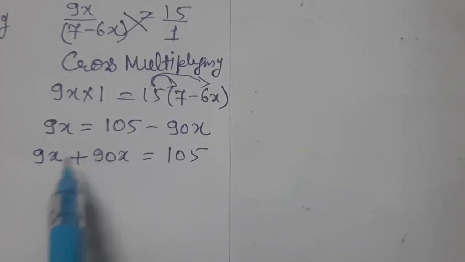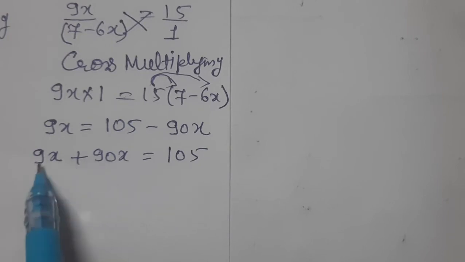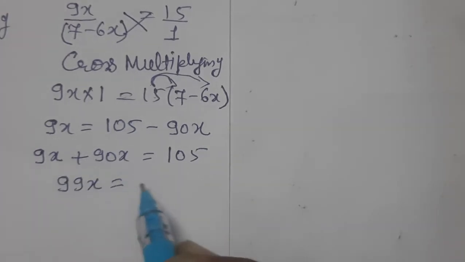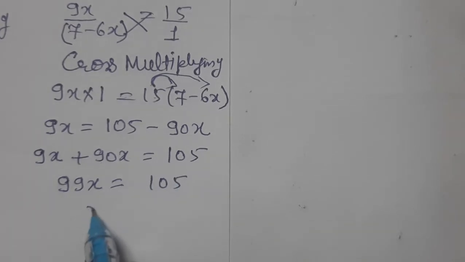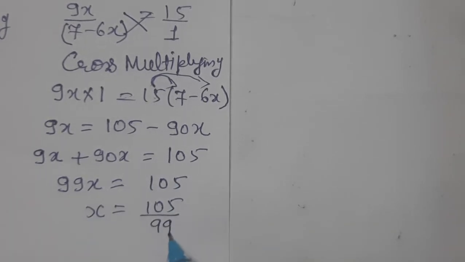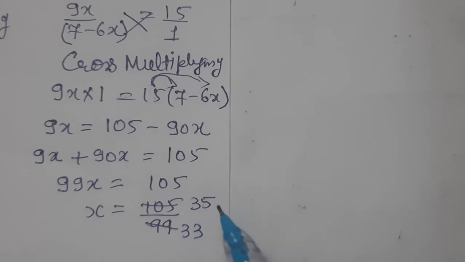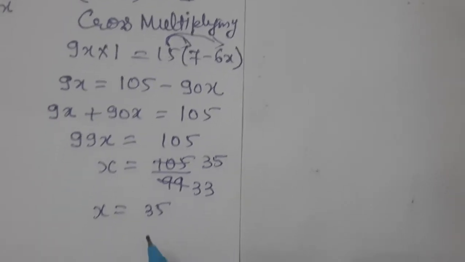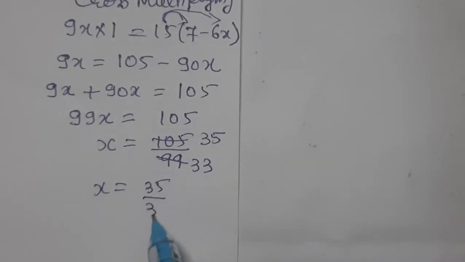Now children see, we will add like terms. 90 plus 9 is 99x equals 105. It implies x equals 105 by 99. Now it's possible to cut, then simplify. 3 3s are 9, 3 3s are 9. 3 3s are 9, 3 5s are 15, 35. So the final answer we are getting is x equals 35 by 33.